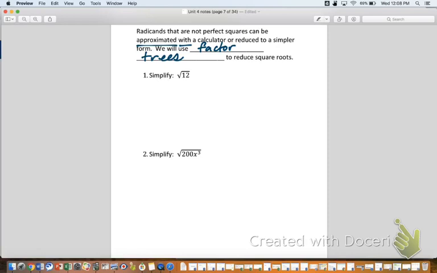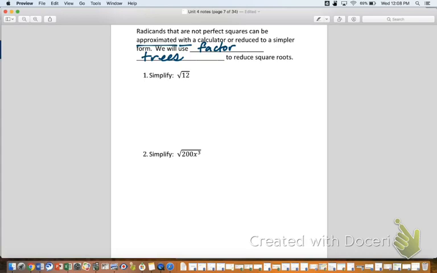Factor trees to help us reduce square roots. Are you guys all familiar with that? Factor trees? Trying to get down to prime factors with those. There are other ways to do this, fully acknowledge that. This is one.